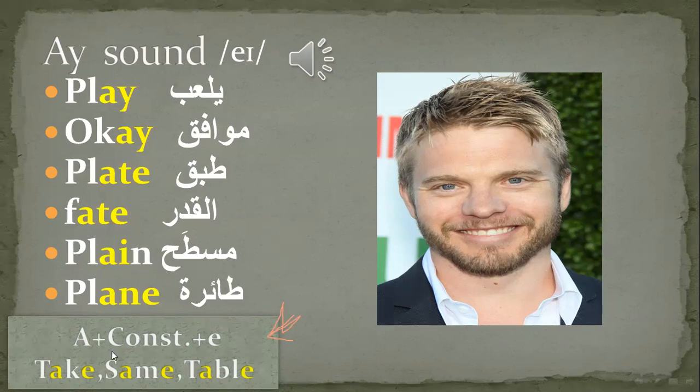So the general rule here is A plus consonant plus E makes the A sound. Take, same, table. Can she pronounce these words? Que si puedes pronunciar las palabras: play, plate, fate, plane, paint.